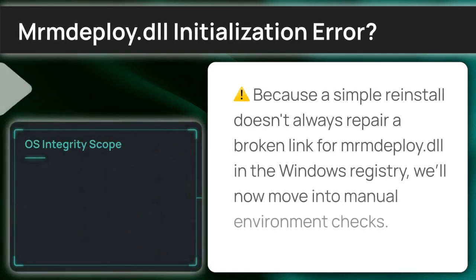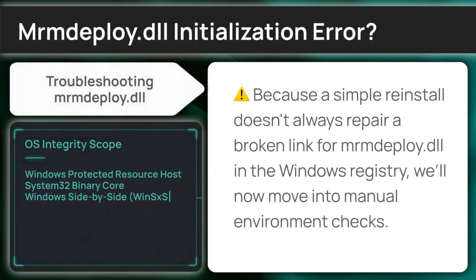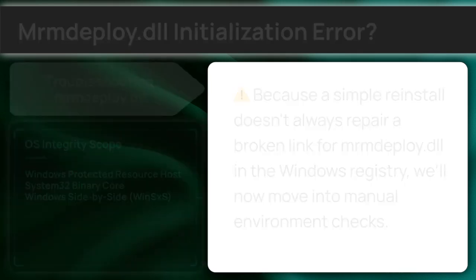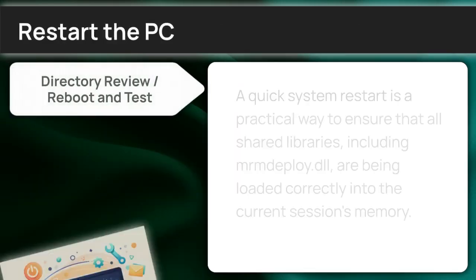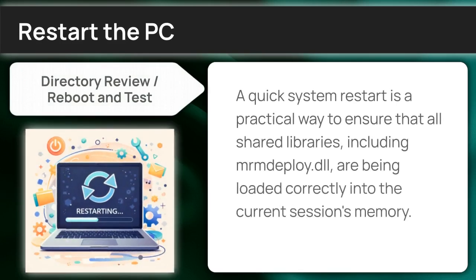When a standard software refresh isn't enough, we need to bypass the automated installers and look at manual system state resets. A full system restart ensures that no background processes are currently locking the Mrmdeploy library file. A fresh boot allows Windows to reinitialize its library map from a clean state.